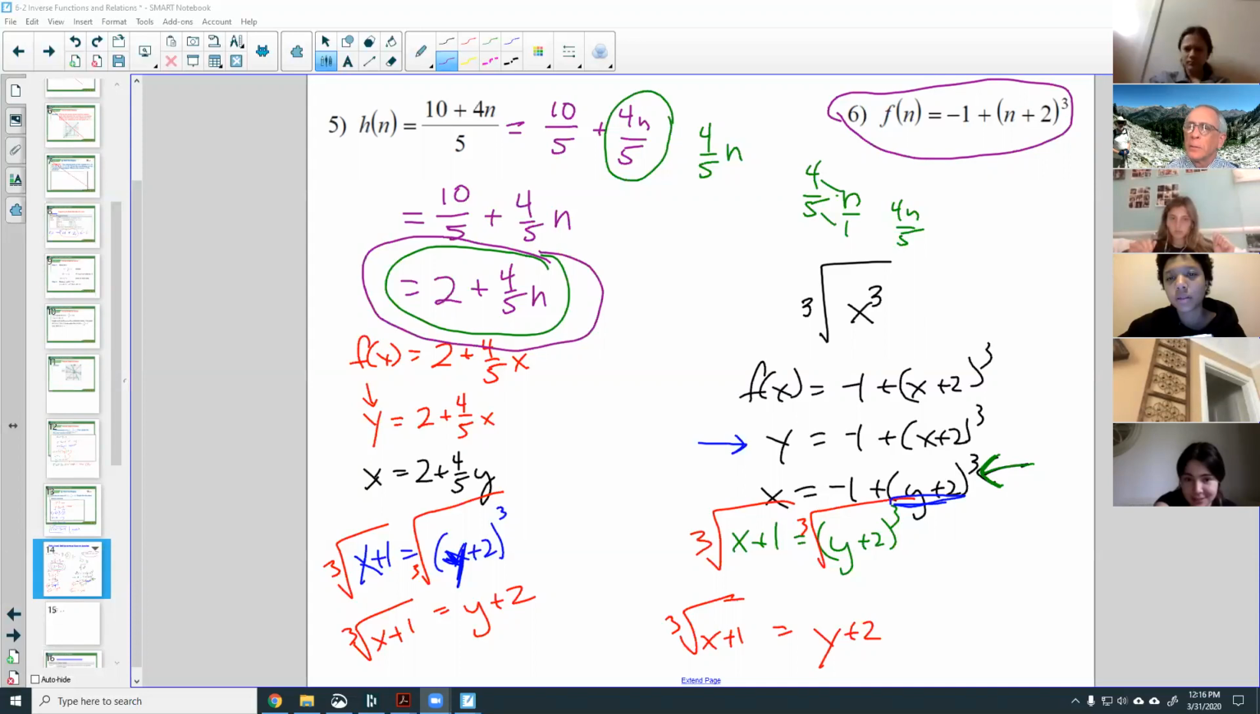Because it's time for lunch, I'm going to let you go, and I will make a short video of how to do that problem and email it out, so everybody will be on top of it. But the key to that problem is realizing that if I have x cubed and I want to get it all by itself, I just got to take a cube root.